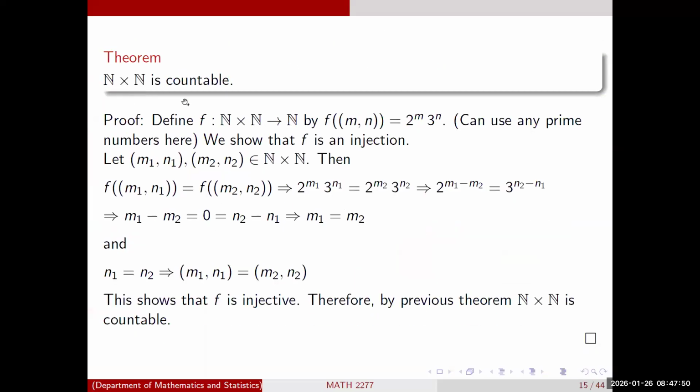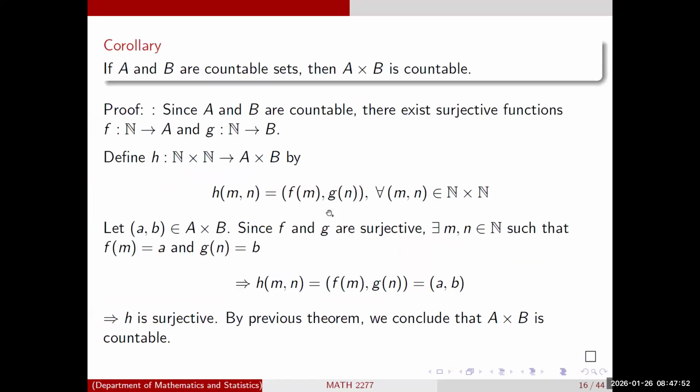So we have N cross N is countable, and I guess what we do next time, because we don't have time to go through this one today, is exploit the fact that N cross N is countable to show that the Cartesian product of two countable sets is countable. So if A and B are countable sets, then their Cartesian product A cross B is also countable.